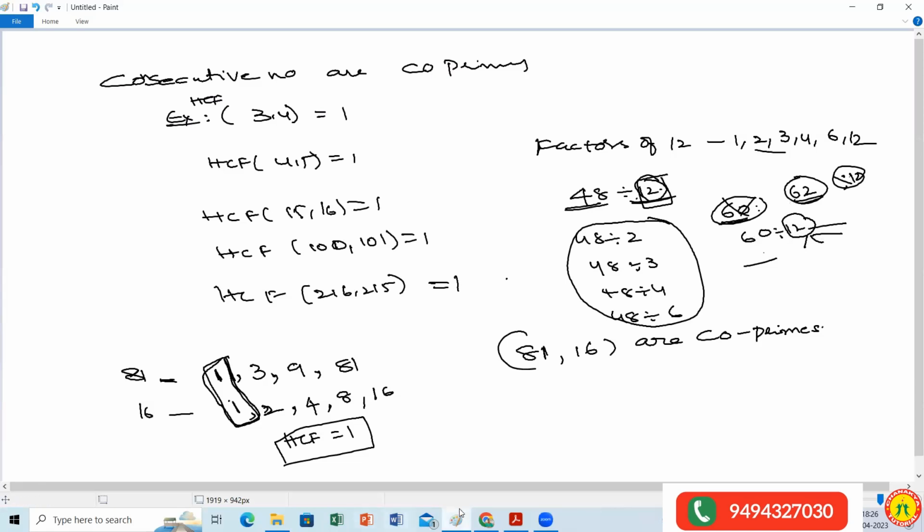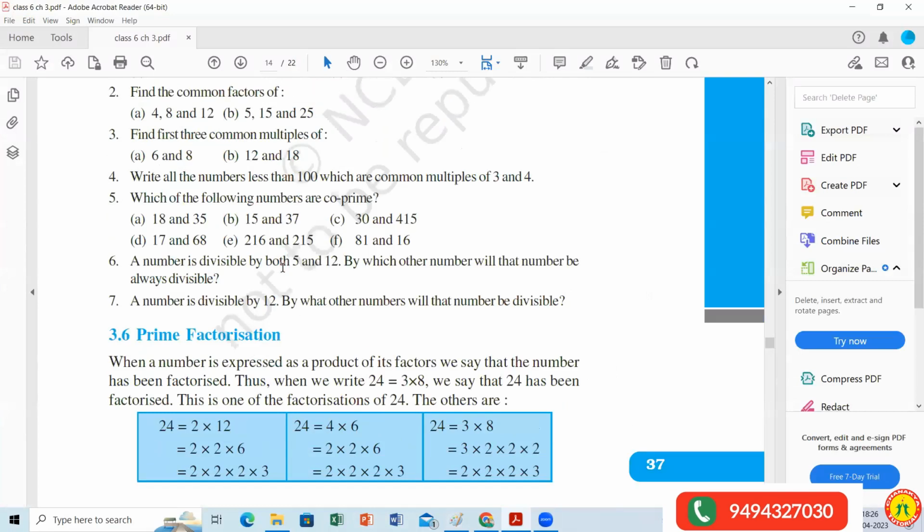Okay, ma'am. It's a more important question, children. The last two bits are very, very important. This is the application part. One is, a number divisible by both numbers means the product is also divisible by the numbers. And here, a number divisible by 12 means the factors of 12 also divide that number.